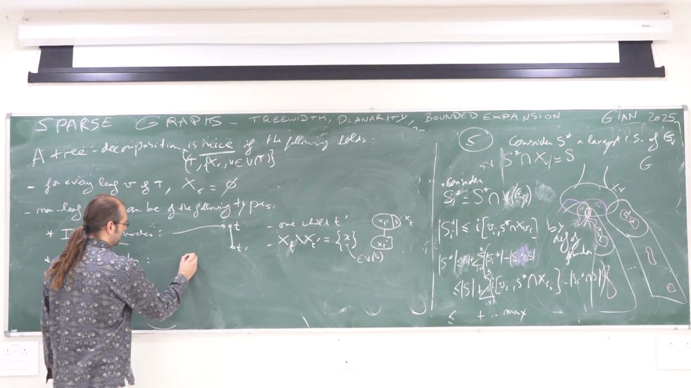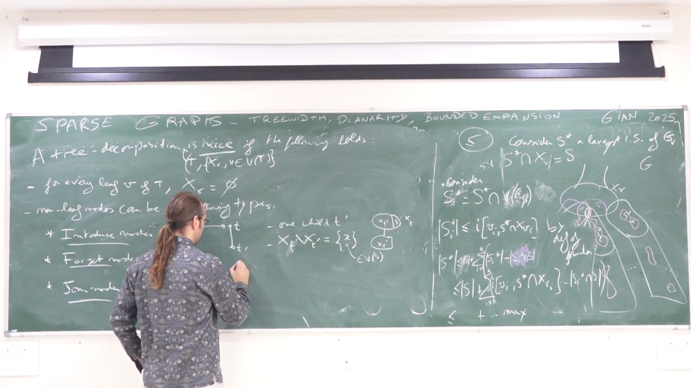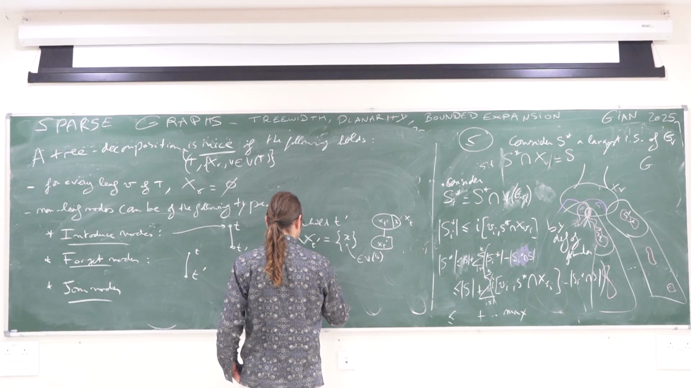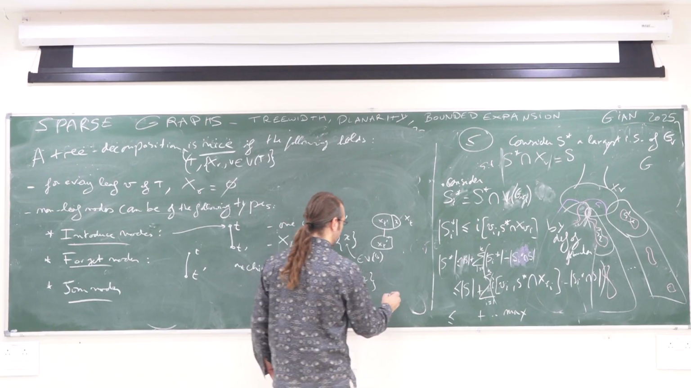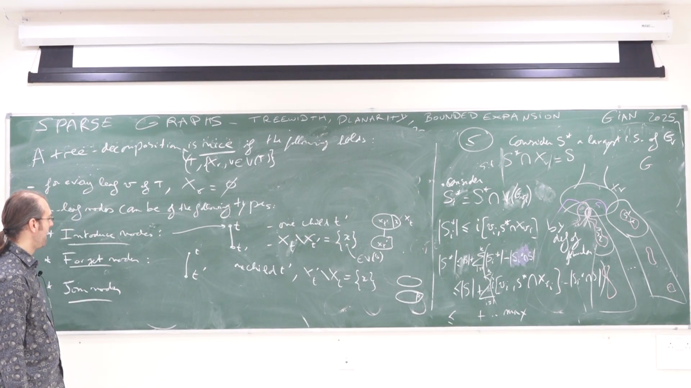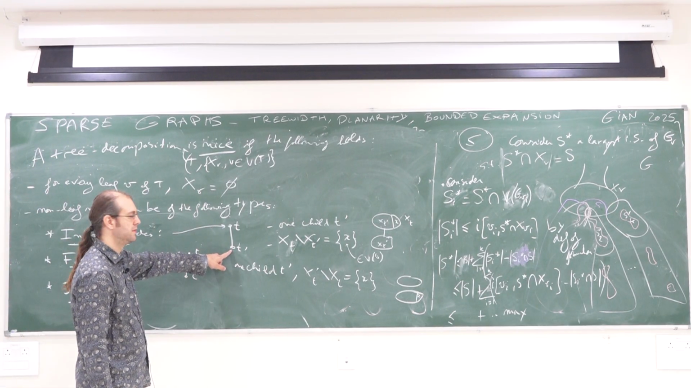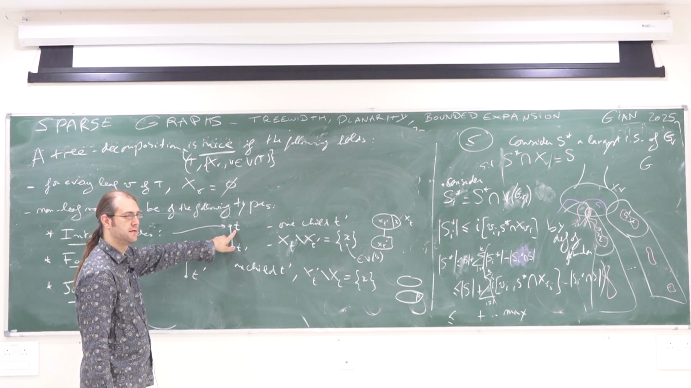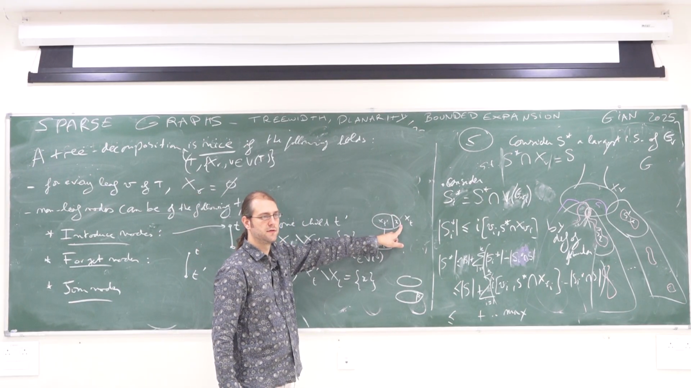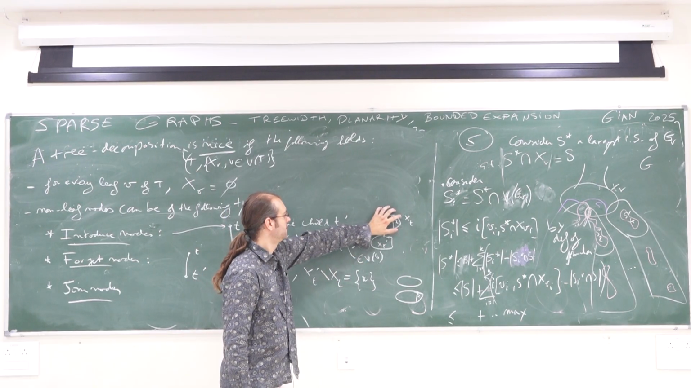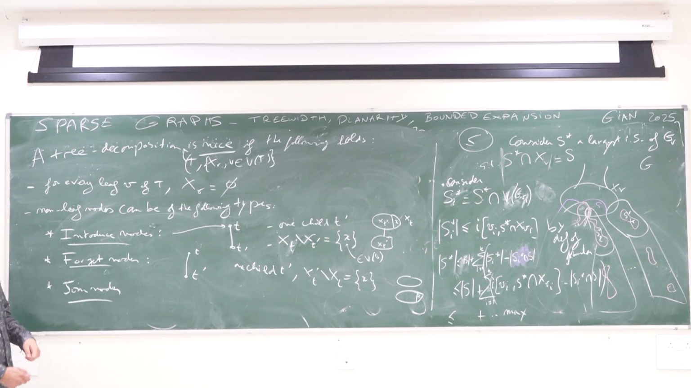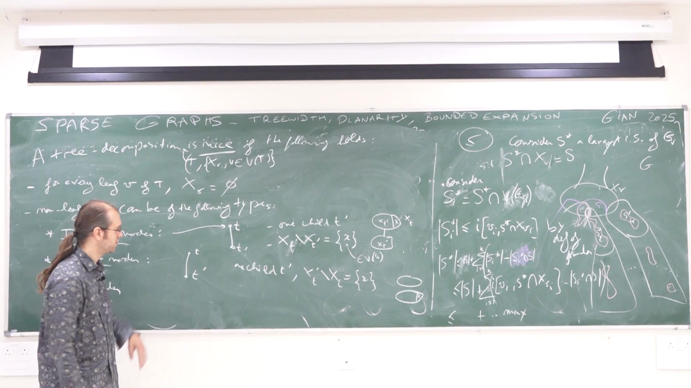A forget node is exactly the reverse. X_t' is smaller, and the extra vertex is in X_t, so X_t minus X_t' should be equal to one vertex x. So X_t is larger than X_t', and X_t minus X_t' is non-empty. Here it is exactly the reverse. So they basically differ by only one vertex, and they have only one child. When I say one child, it means exactly one.